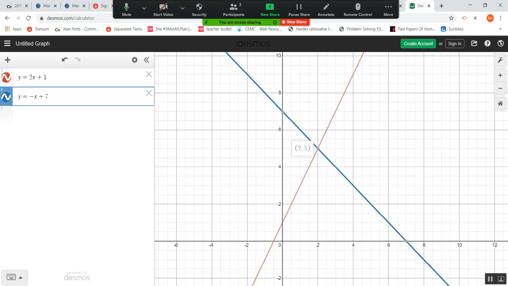So I know that if I put 2 for x, I will get the same value for both of them. That value would be y, right? Is there any other value of x that I could put in and get the same value of y for these two? No, because if I pick 4, for instance, the blue line, the y value is 3, and the red line will be at 9. So they give two different values of y.